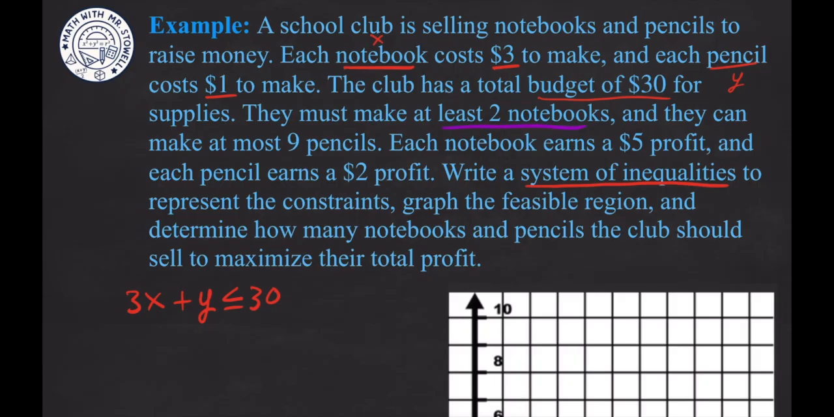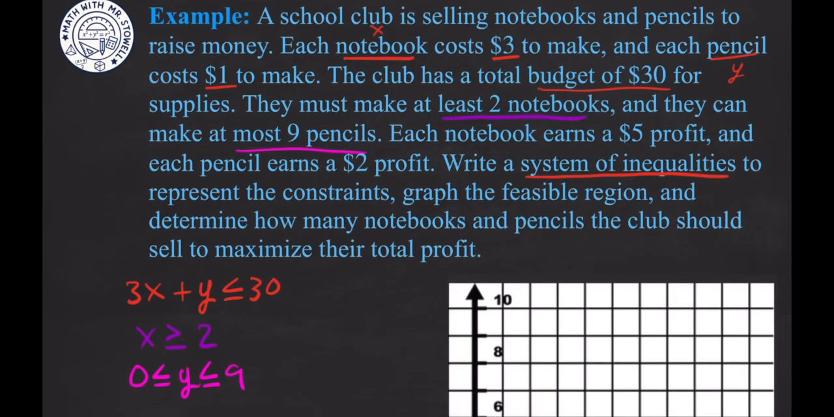We also know that we must make at least 2 notebooks. This means that our x value has to be greater than or equal to 2. The other thing that we know is that we must make at most 9 pencils, so we cannot make any more than that. By the way, we cannot make a negative amount of pencils, so this would be 0 is less than or equal to our y value, which is less than or equal to 9 pencils.